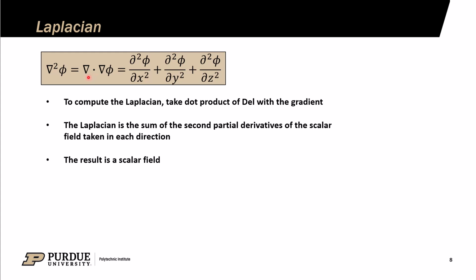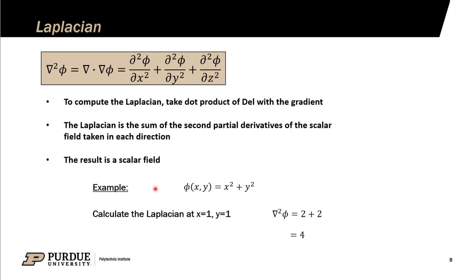And on your own, you should be able to expand the del operator and the gradient and take the dot product for all of the terms, and you should be able to recover this value here. For shorthand, we usually use del squared times phi. That's an easy way to write Laplacian. The actual result is the sum of the second partial derivatives of the scalar field taken in each direction. So the second partial derivative of phi with respect to x plus the same thing with respect to y and z.